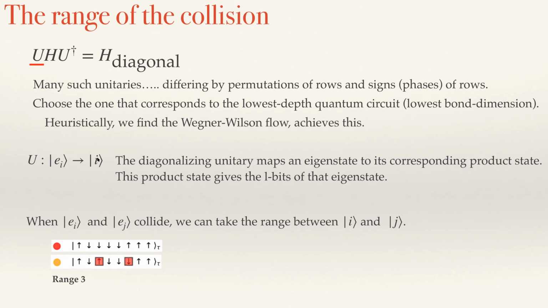So if you just want to ask the pragmatic question, how do we get the L bits? We run the Wegner-Wilson flow to generate the diagonalizing unitary. We take the unitary and multiply it by the eigenstate. That gives us some product state, and those are the L bits. From the L bits, when eigenstates E_I and E_J collide, we have product states I and J that are the L bits that are colliding. They differ by range 3. Okay, so that's the game.